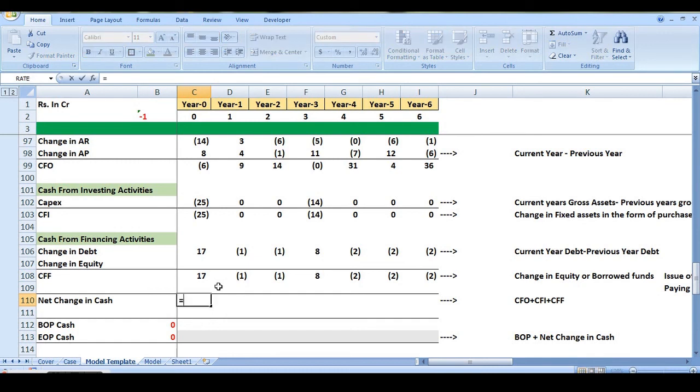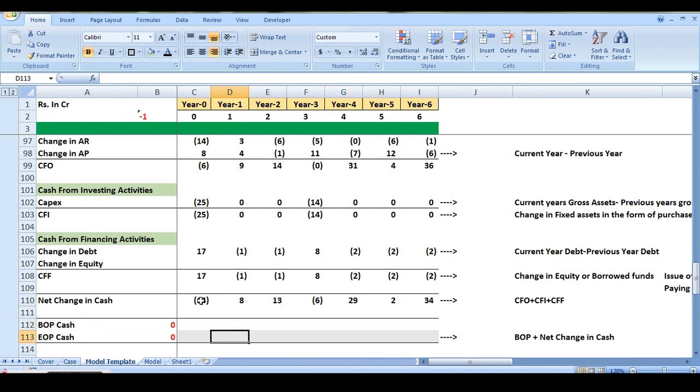Now net change in cash, after calculating all the changes in cash from operating activities, investing activities and financing activities, we can calculate the net change in cash as cash from financing activities plus cash from investing activities plus cash from operating activities. Though it is negative, not a worry, keep the values as it is.